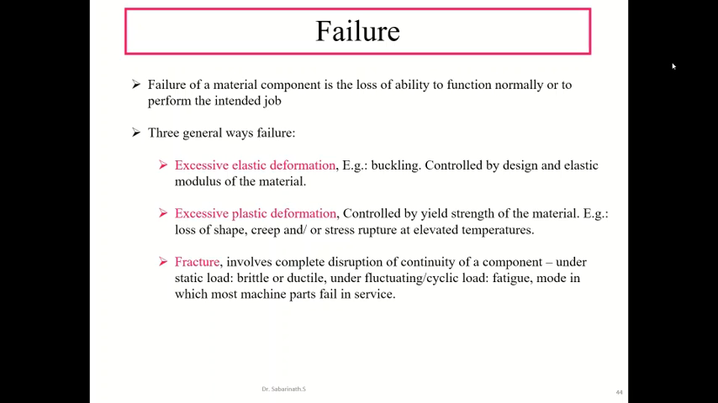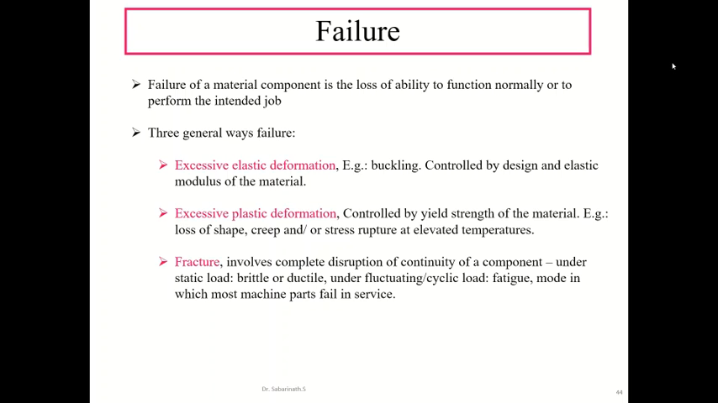So failure of a material component is the loss of ability to function normally or to perform the intended job. Failure is always an undesirable event for several reasons. It puts human lives at risk, we have some economic losses, and we will have interference in the product and the services. So failure can lead to these different types of events.